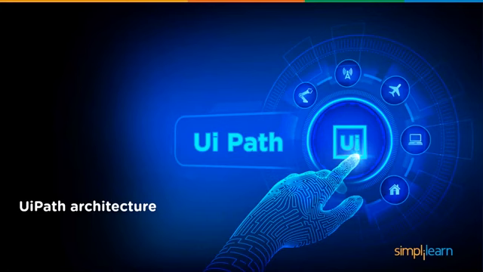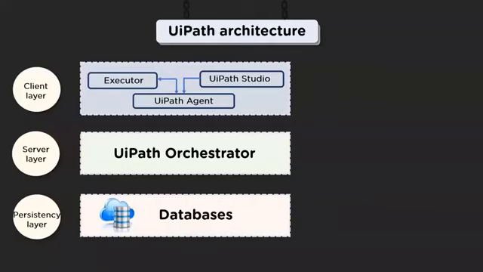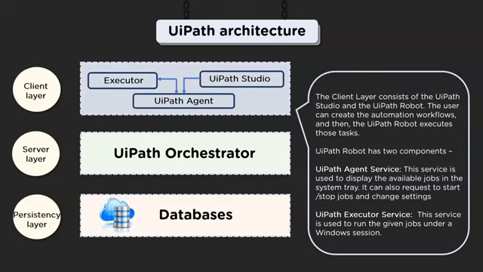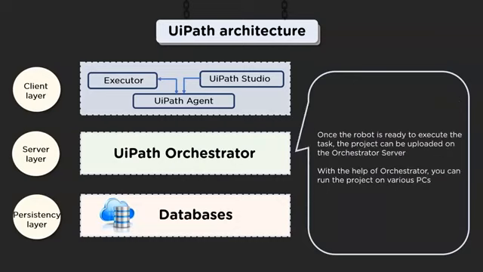Now, let's move on to the architecture of UiPath. So on the top, you have the client layer consisting of UiPath Studio and the UiPath robot. Now, the UiPath robot has two parts. One is the UiPath agent service, which displays all the available jobs in the system tray, and the other one is the UiPath executor service, which is used to run the jobs in one Windows session.